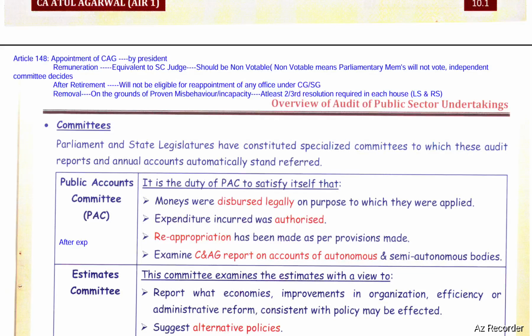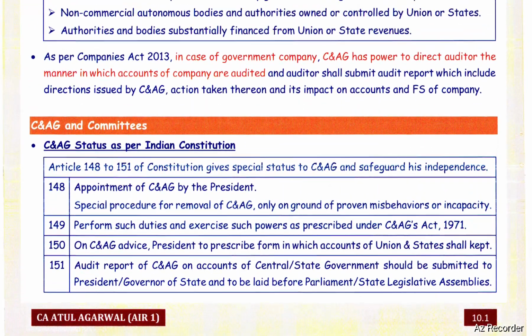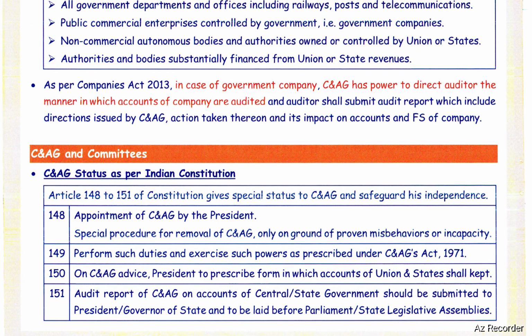Removal of CAG on the grounds of proven misbehavior or incapacity. For removing the CAG, at least two-third resolution is required in each house of the parliament, both Lok Sabha and Rajya Sabha. Next, Article number 149, perform such duties and exercise such powers as prescribed under CAG Act 1971.